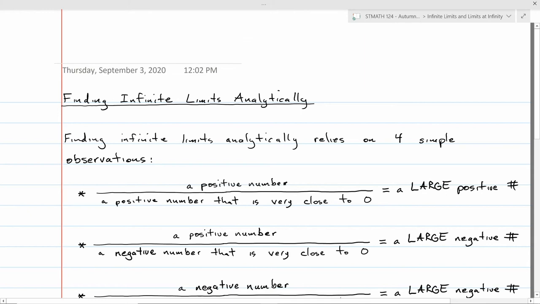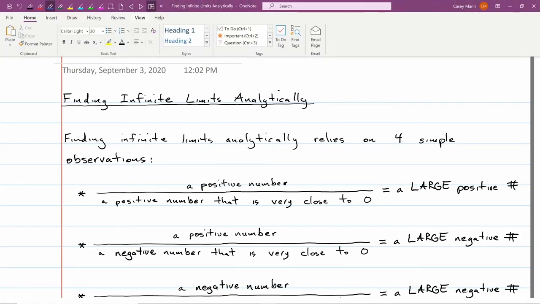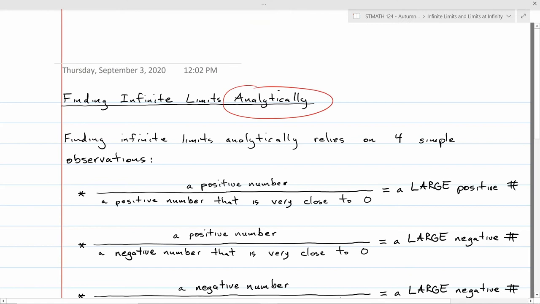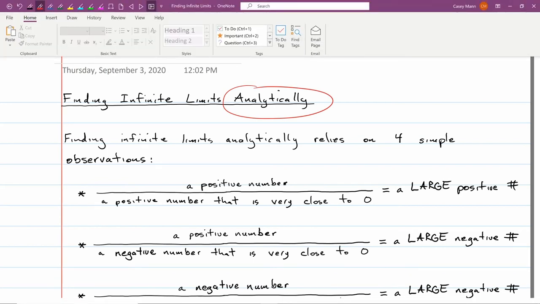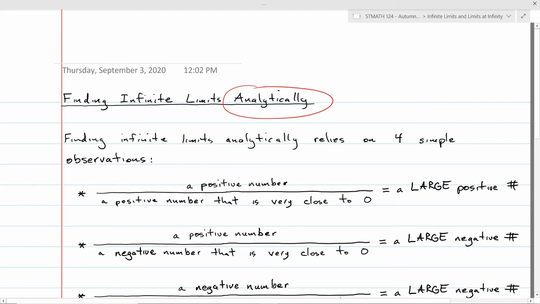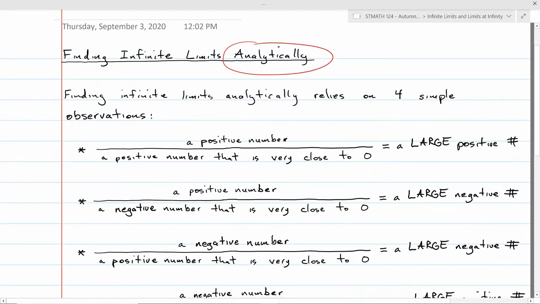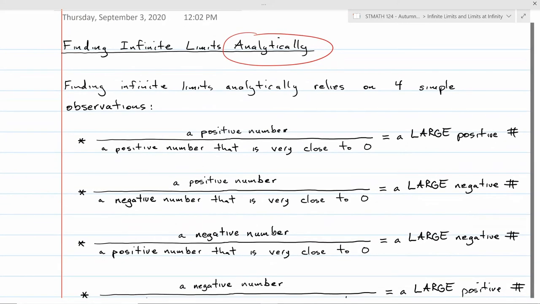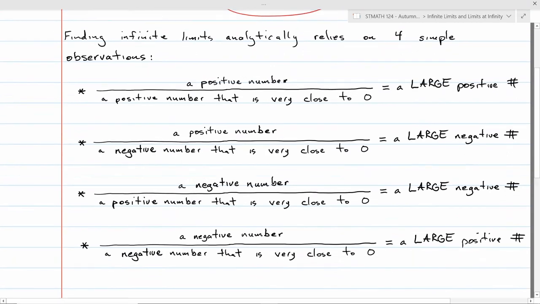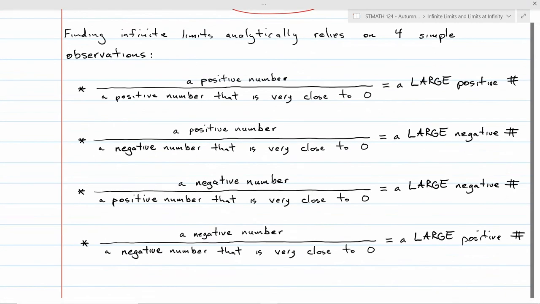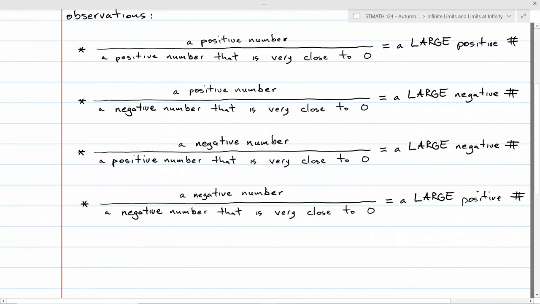Right now, just like before, once we have the idea of what these limits mean, we want to be able to do algebra. So whenever we say we want to compute these things analytically, it just means that we want to use algebraic and sort of number reasoning as opposed to just relying on tables or graphs. But actually, it turns out that dealing with infinite limits isn't super duper hard if you just use a little bit of number sense. It basically comes down to these four observations that I've got bulleted here.